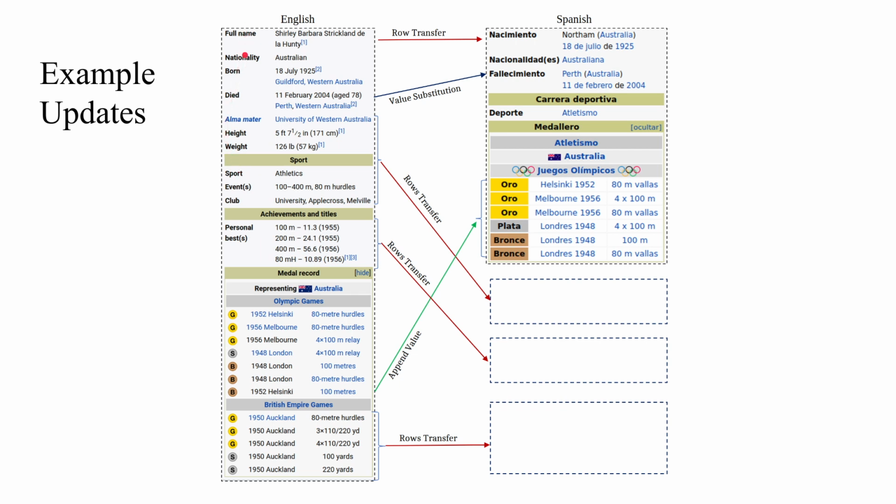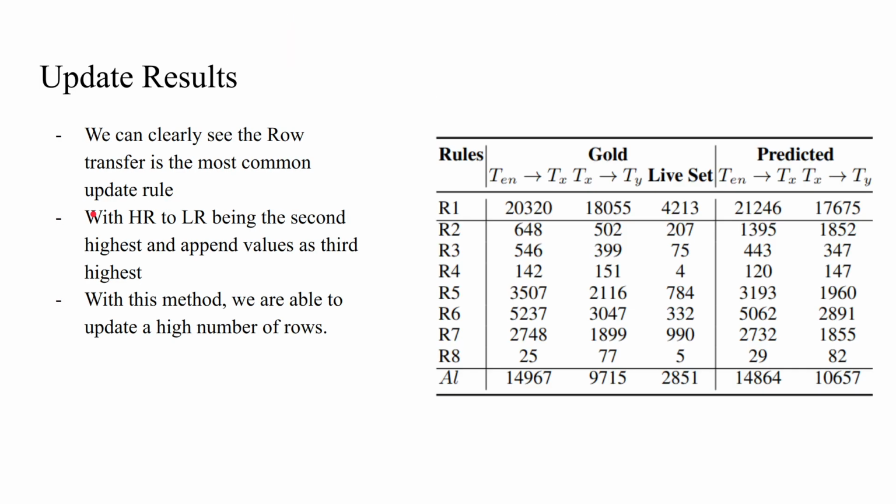In this case, the full name key is absent in the Spanish table and that is directly transferred. If we look at the died key, we see that in the Spanish table, the age is not mentioned and this is directly substituted. Australia is also replaced by Western Australia. Similarly, there are other missing rows that are transferred or appended to the Spanish table, clearly showing a case for updation here. Now, let's take a look at our updation results.